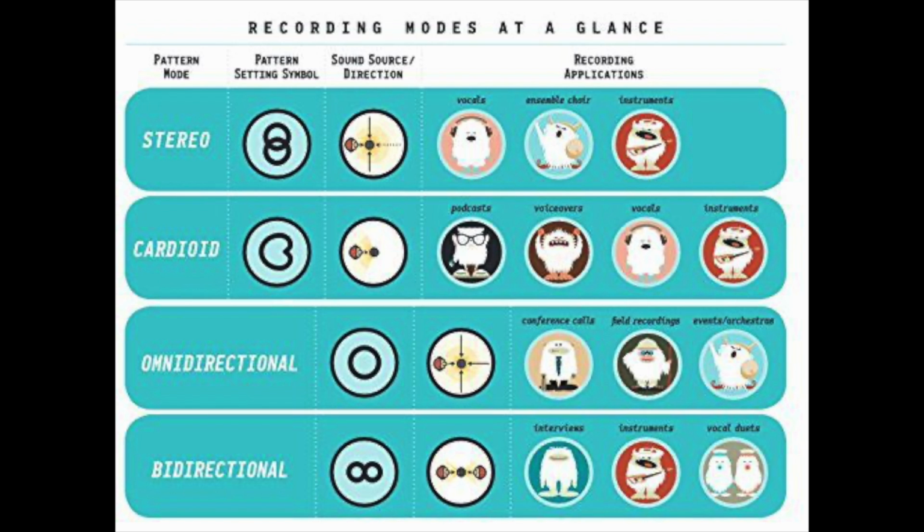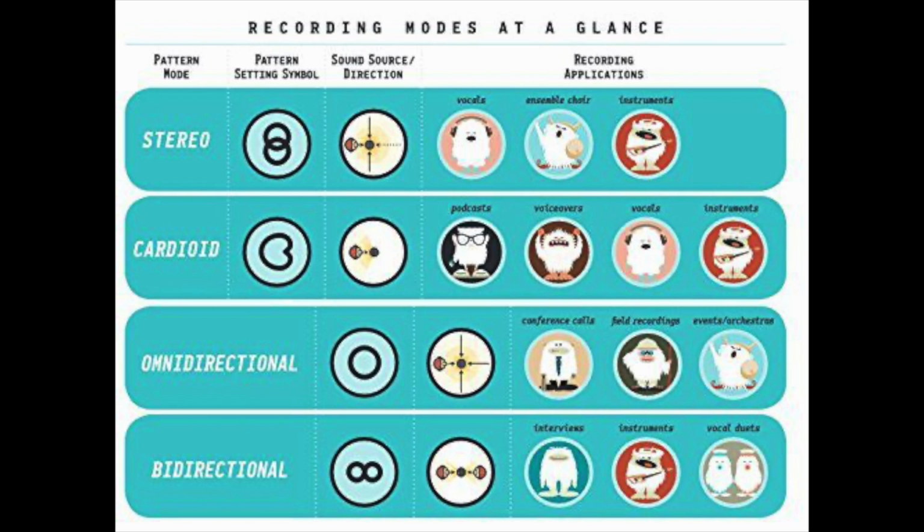Cardioid, and that's the one that I usually use, is good for podcast, voiceovers, vocals, and also you can capture instruments. Omnidirectional is for conference calls and field recordings and etc. And then bidirectional is for interviews and whatnot.